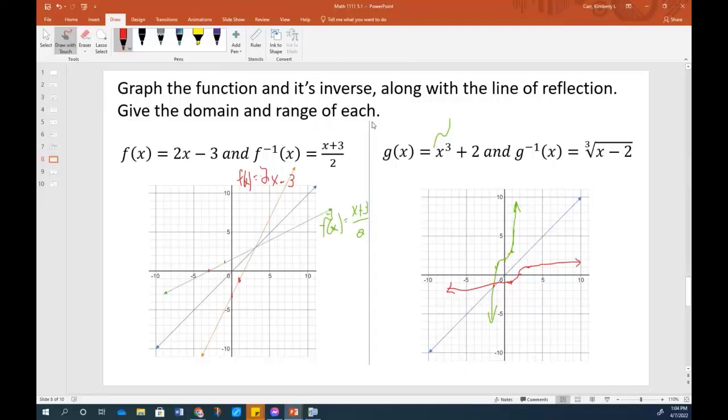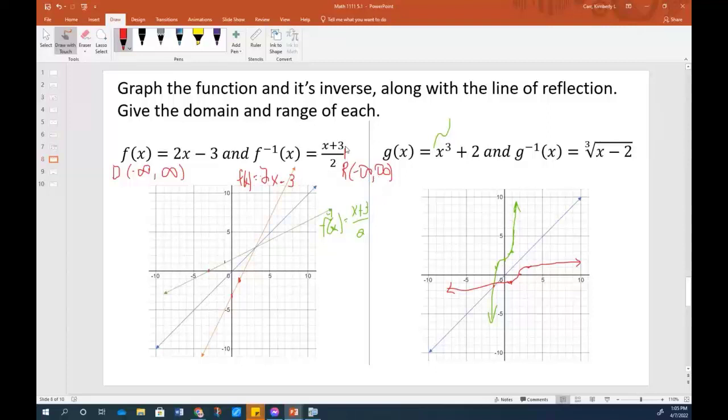Here's our next thing. Find the domain and range of each. I could have done this without even graphing because I know how to find domain. So let me say over here, the domain of this, since it's a line, was -infinity to infinity. The moment I know that, I can take that over to this one and say the range of this one is -infinity to infinity. The domain of one is the range of the other.